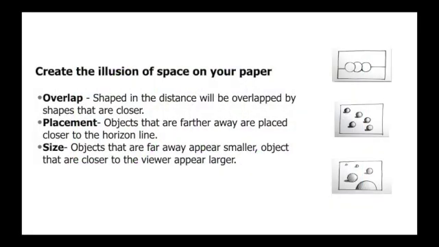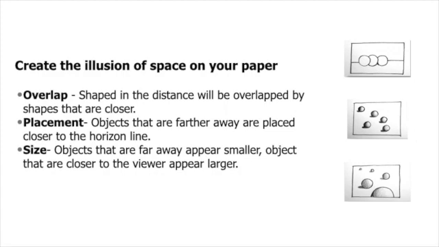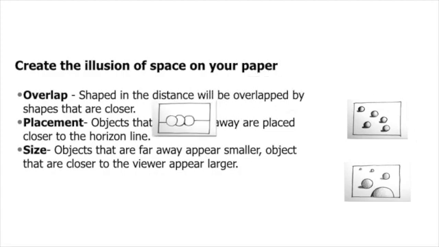Now we want to create that illusion of space on our paper. And we've done this before. And one of the great tricks is overlapping. Overlapping the shapes in the distance will create a sense of order. It will show you that shapes are closer and further away.